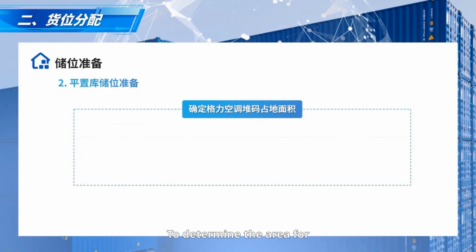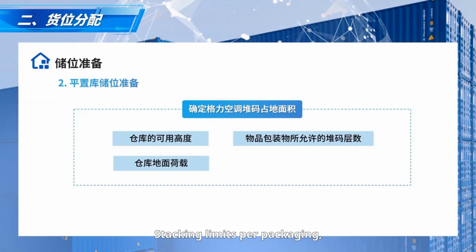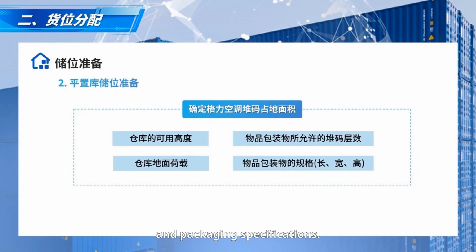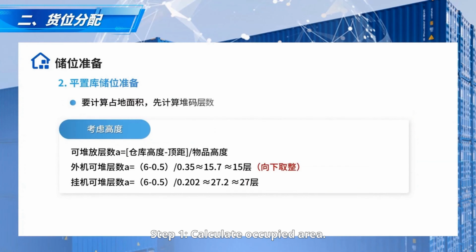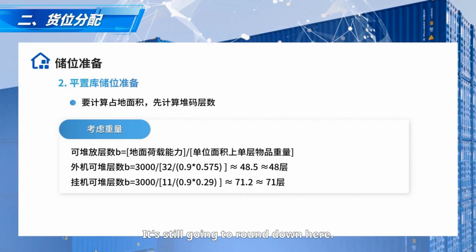To determine the area for stacked GREE ACs, consider warehouse height, floor load, stacking limits per packaging, and packaging specifications. Floor storage area: floor load 3 tons per square meter. The warehouse height is 6 meters, usable width is 9 meters. Step 1, calculate occupied area. First, calculate stacking layers. Considering warehouse height, leave 50 centimeters top clearance: outdoor units, 15 layers; wall-mounted AC unit, 27 layers. We still round down here.